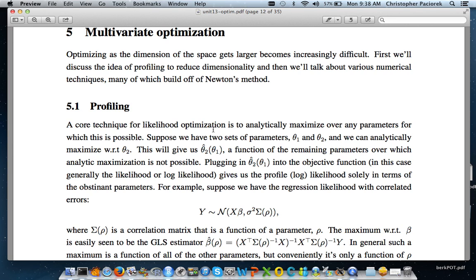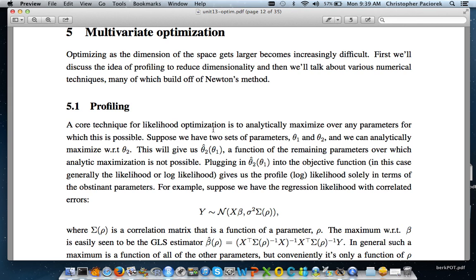So the idea is, suppose I look at my objective function, it's a function of theta 1 and theta 2, and I see that I could actually fairly easily maximize that with respect to theta 2. So that's going to give us a theta 2 hat, but theta 1 is still going to be unknown in the problem. So I'm going to have a theta 2 hat that's a function of theta 1. So the idea is I could then plug this into the objective function, and now I'm going to have some new objective function that's just a function of theta 1, and then I can throw that at a computer, at some optimization routine, and optimize with respect to theta 1.